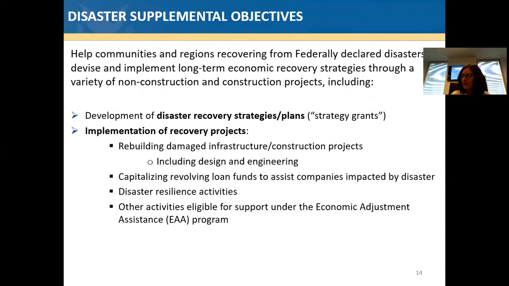EDA recognizes the importance of planning for long-term economic recovery and resilience, as well as the urgent infrastructure rebuilding needs that exist in disaster-impacted regions.